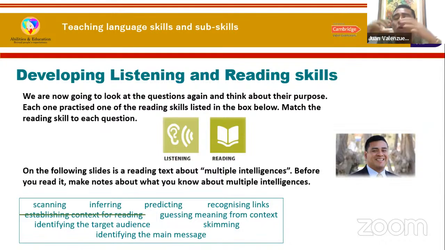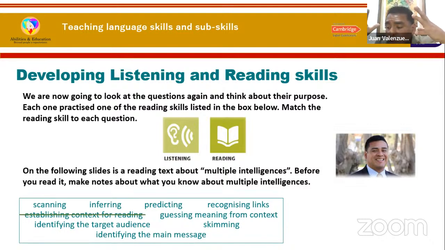Yes, and it is important that when you teach reading, you establish context for reading. If you are going to make your students read, for example, about food in Italy, establish a context. Ask them if they like pizza or if they know what the typical dishes of Italy are. If you are going to make your students read about life in India, ask them questions to see how much they know or don't know about the topic.